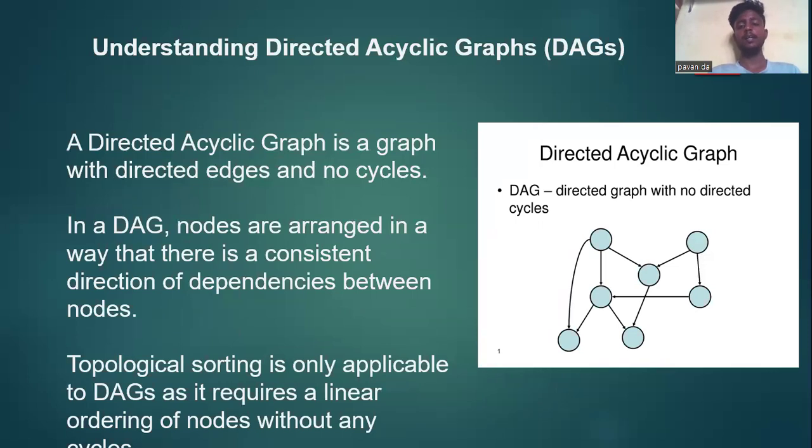Understanding DAG graphs. A directed acyclic graph is a graph with directed edges and no cycles. In a DAG, nodes are arranged in a way that there is a consistent direction of dependencies between the nodes. Topological sorting is only applicable to DAGs as it requires a linear ordering of nodes without any cycles. Here is a diagram of a directed acyclic graph.